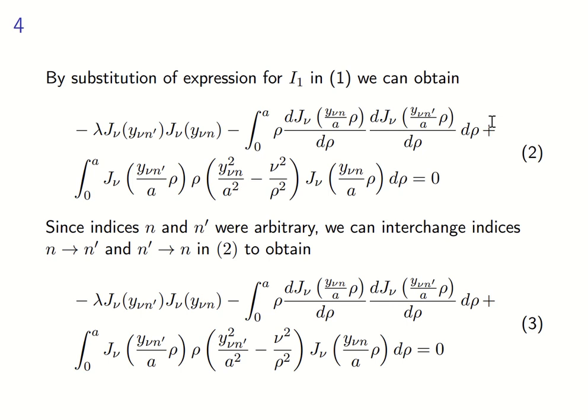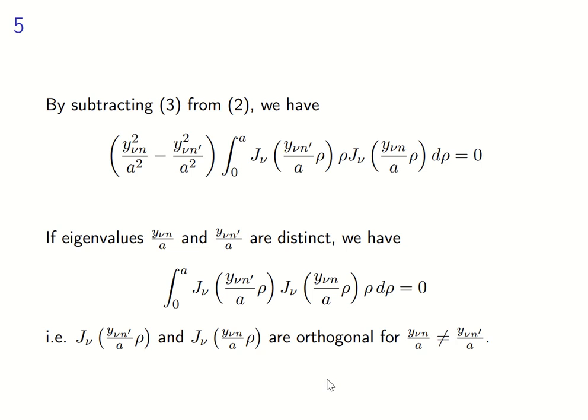And since indices n and n prime were arbitrary, we can interchange indices n to n prime and n prime to n in 2 to obtain a symmetric expression of expression 2. By subtracting expression 3 from expression 2, we can obtain the following expression. If the eigenvalues corresponding to the nth and n prime function from set S are distinct, then the nth and n prime function from set S are orthogonal, which was to be demonstrated.